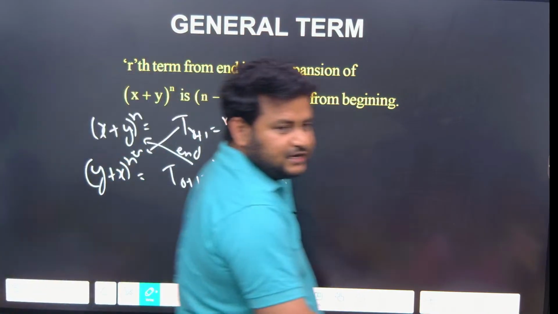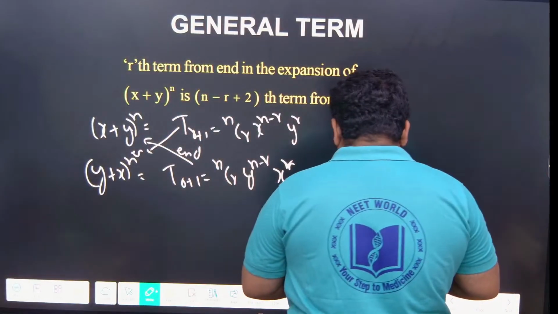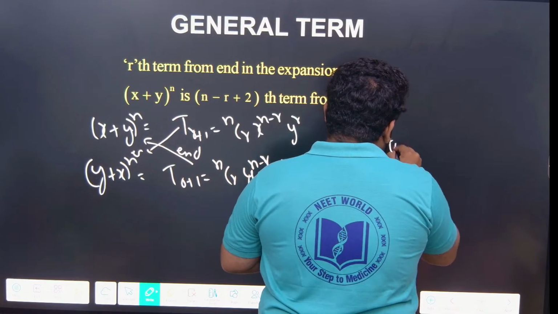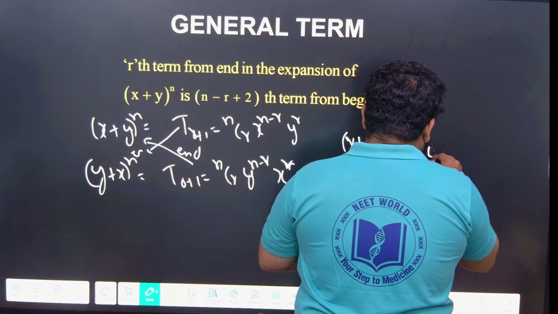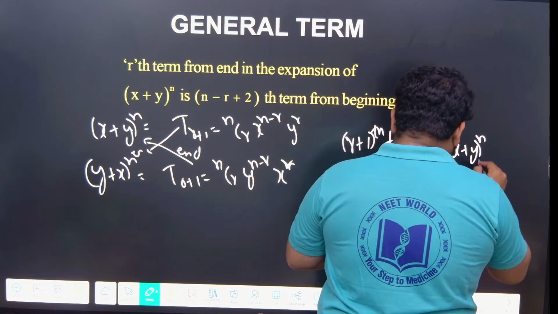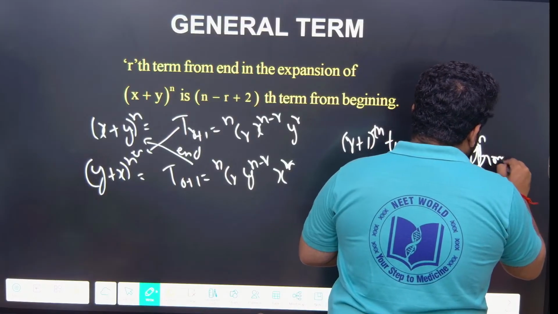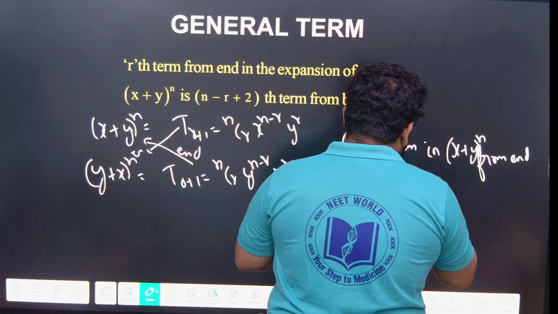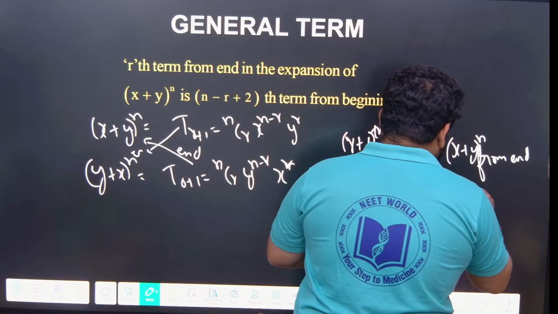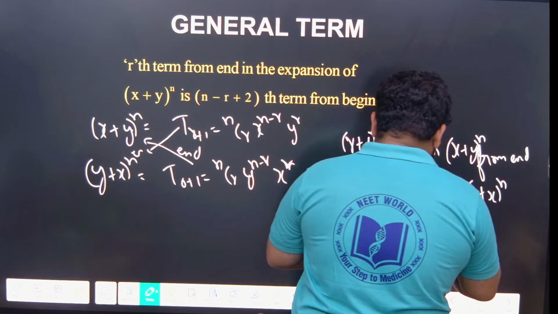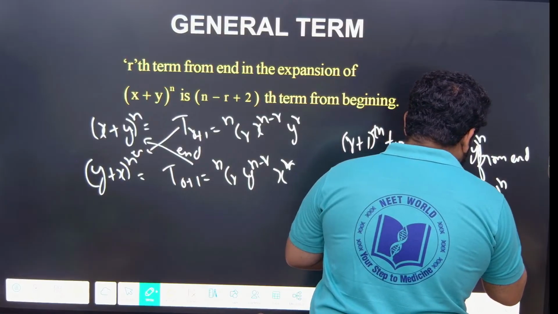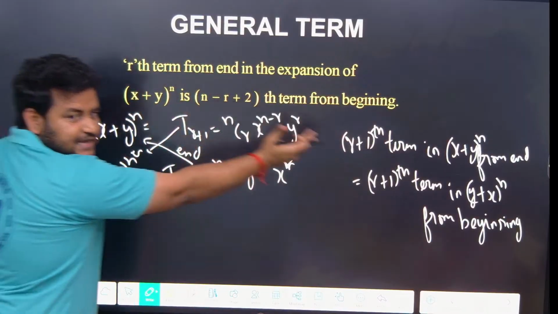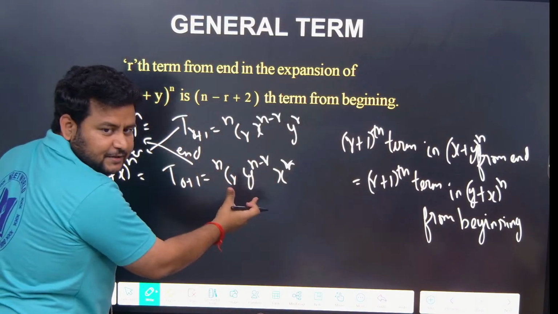So what you can write finally? The (r plus 1)th term in (x plus y) to the power of n from the end will be equal to the (r plus 1)th term in (y plus x) to the power of n from the beginning. So for this expansion, if you want the term from the end, what you get from the beginning for the reversed expansion is the answer.